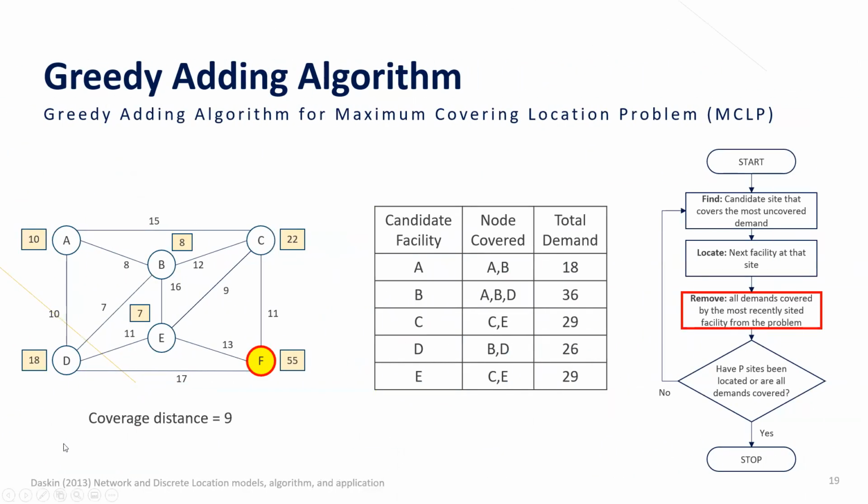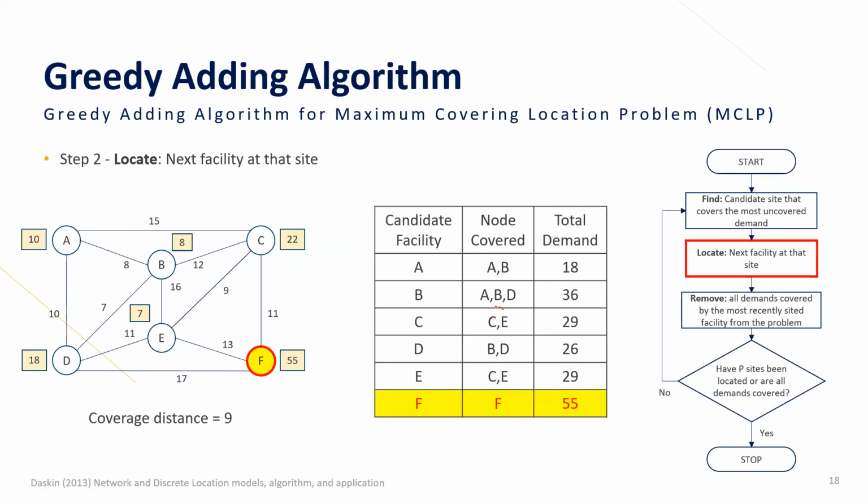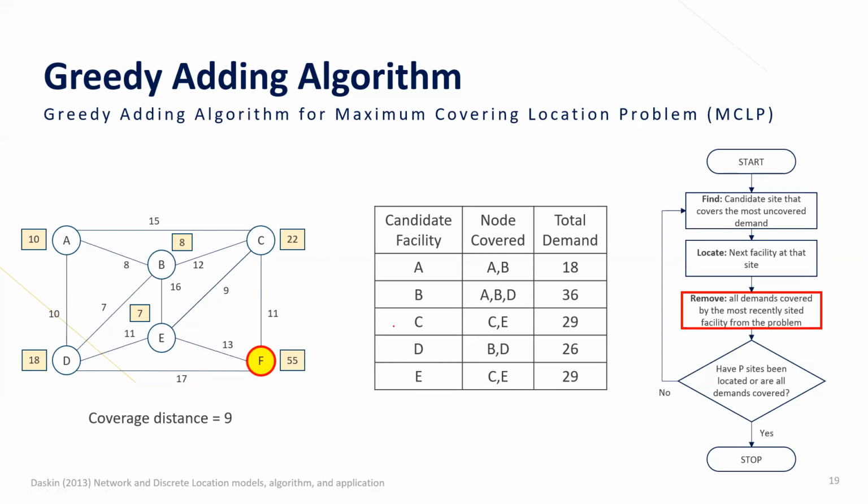Next, after that, you say F, and then you can go to the next again. The third step here, you can see, okay, now I need to remove. Okay, previously we have F here, right? Which node is connected to F? Only itself, because other is less than 9. So the next step is remove all demand covered by the most recent sited facility. So remove all demand related to F. So it means, yeah, only itself. So you can see here, F is being removed.